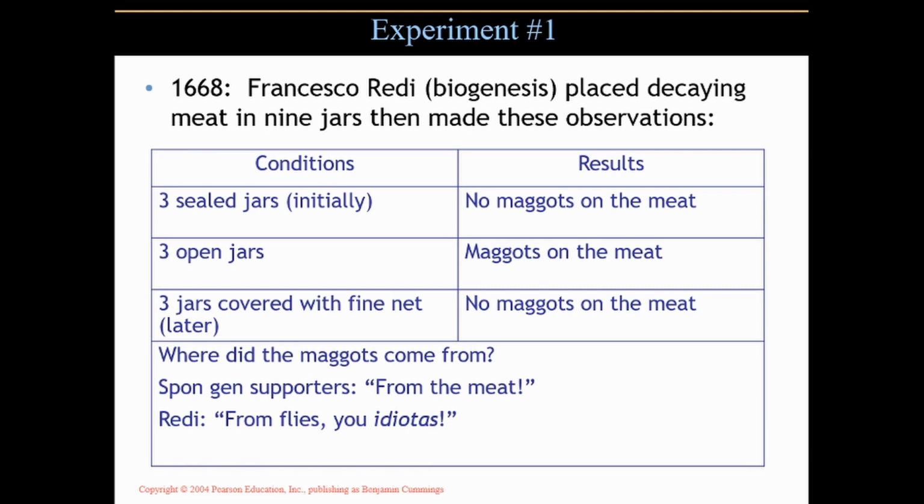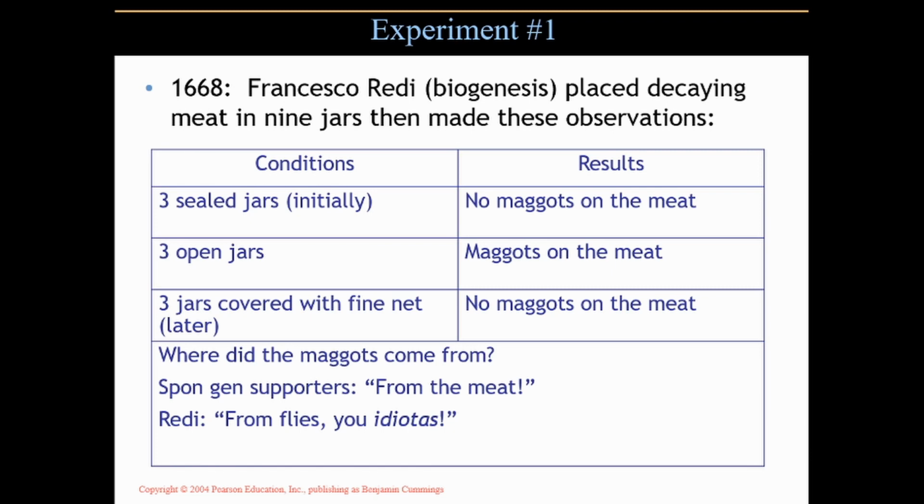I think it's very important that he disproved the spawn gen of flies, but at the same time, and I think this is equally important, this was the first experiment that we know of that we have recorded with details and controls. So he didn't know it at the time, but he set up a controlled experiment.